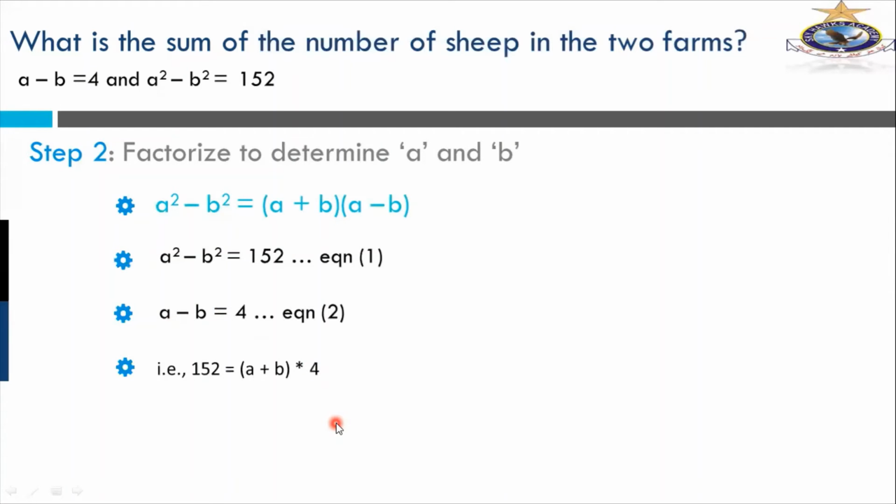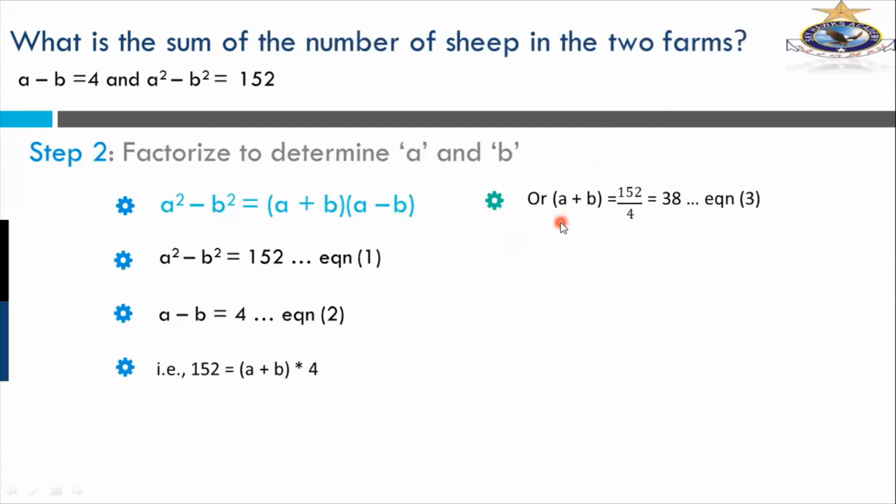It's just one more step, please. That is a plus b is 152 over 4. This will give you 38. So a plus b is 38. Look at this, that's why this is called the magic. The mathematicians are magicians, they are doing the real magic. Within a few steps we have the sum also.